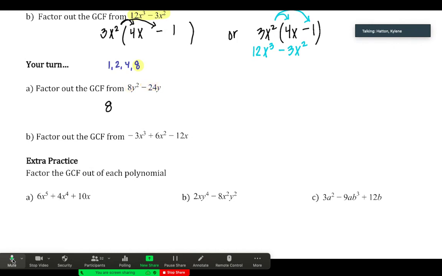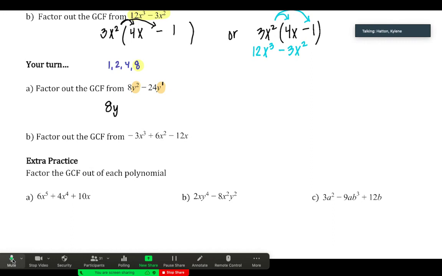And then the next thing I need to worry about is what variable can I pull out, and more specifically, what power of that variable. So I have a y squared and a y. Any lower power, like y to the first power, will automatically be a factor of the higher power of y. So I have to pull out just the lowest power that I see. So I have a y squared and a y to the first power. That means I can only pull out a y to the first power. So I can factor out an 8y.